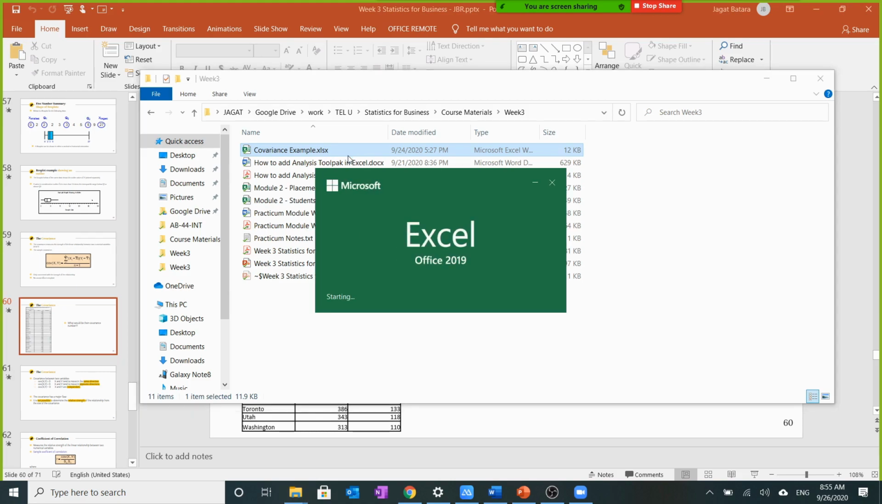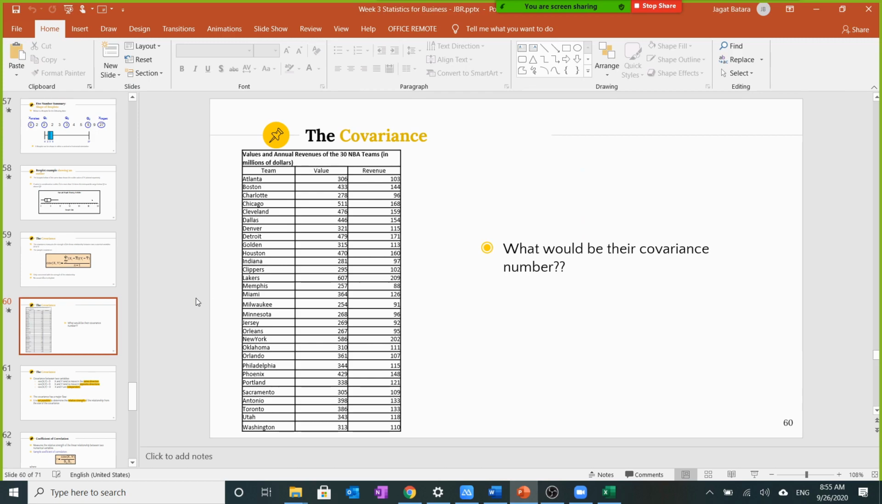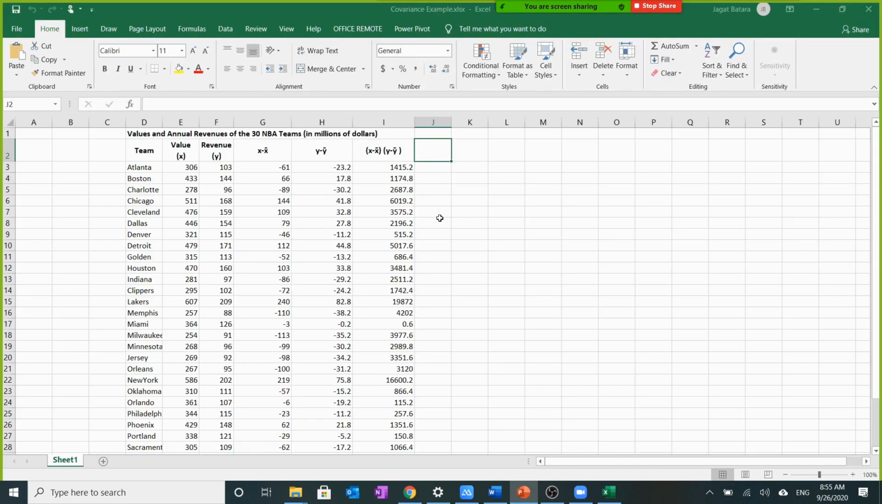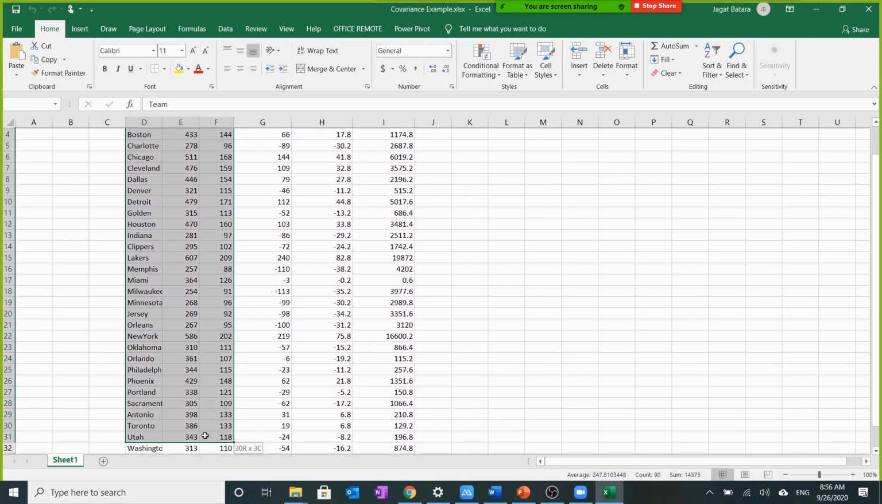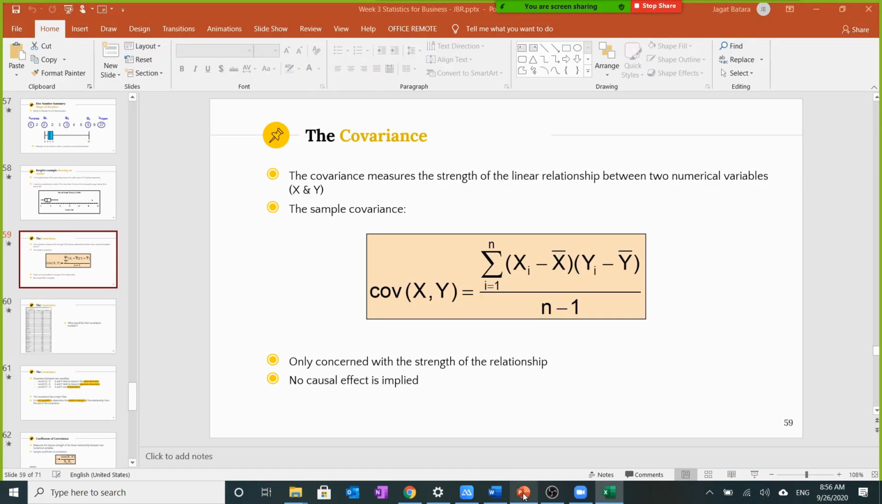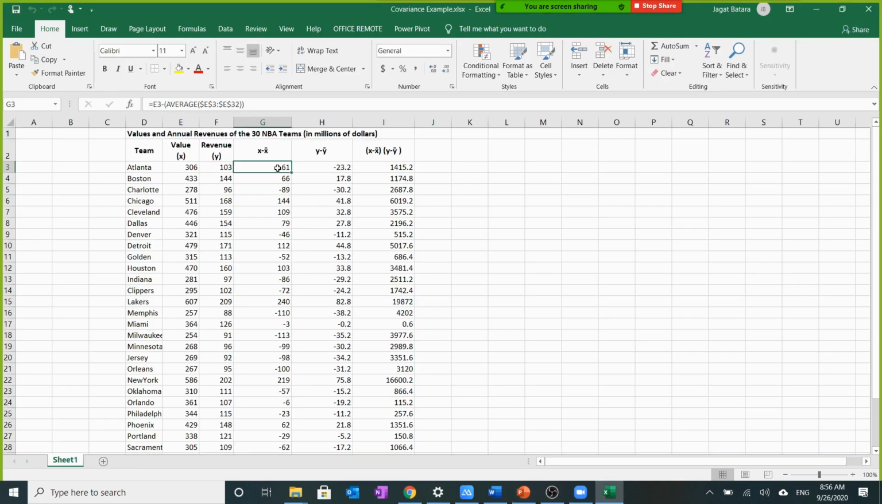How to calculate is very simple. We already have this formula, right? First, we have this data. The next step is we need to calculate the x value minus the mean. We have this x, 306, and we have the mean.